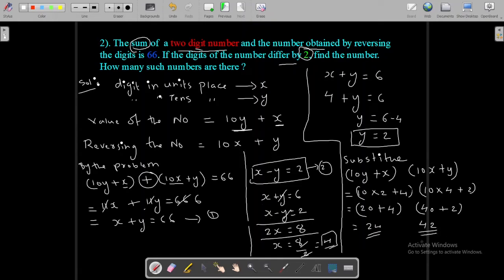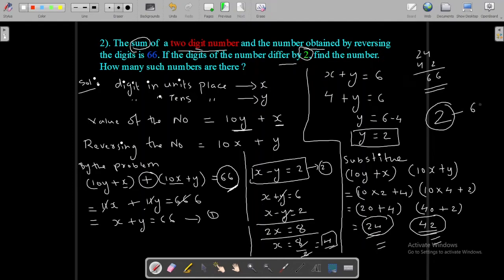If we add these two numbers, I will be getting 66. Why? Because the problem is telling 66. So if I add 24 and 42, I will be getting 66. That means our answer is correct. So we can say that the numbers are 24 and 42. The problem is also asking how many such numbers are there. So we are having only two such numbers. If we add them, we will be getting 66.